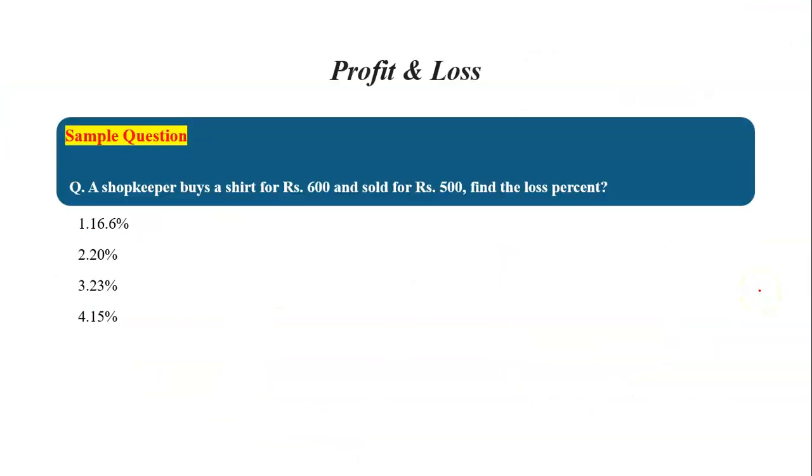Then another topic from where the questions are most frequently asked in part A of CSIR NET Life Science exam is profit and loss. So here is a sample question. A shopkeeper buys a shirt for rupees 600 and sold for rupees 500. Find the loss percent. Now in the exam, profit percent can also be asked.